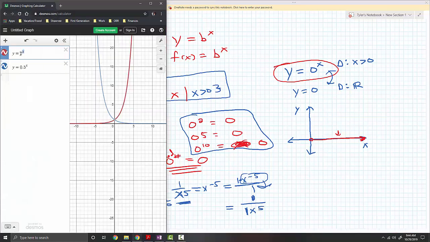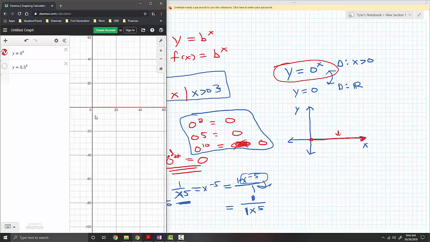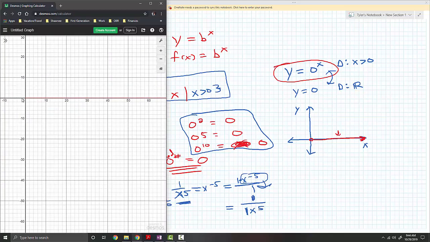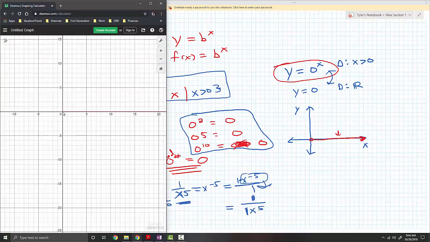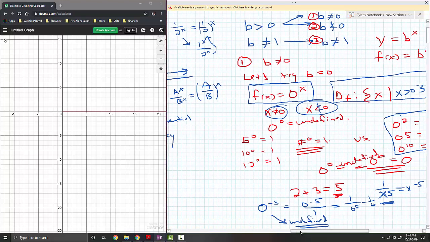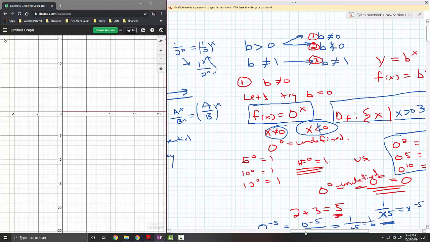We could graph this in Desmos really quick. So I'll just do y equals 0 to the x, and I'll just turn that one off, and you can see that that's my graph, right? It's just this flat line. And remember, your graphing calculator in Desmos, as we saw in the last chapter, does not graph the holes, right? But there should be a hole there, because it's not defined at x equals 0, right? So what we did so far is we verified that b can't be 0, right?